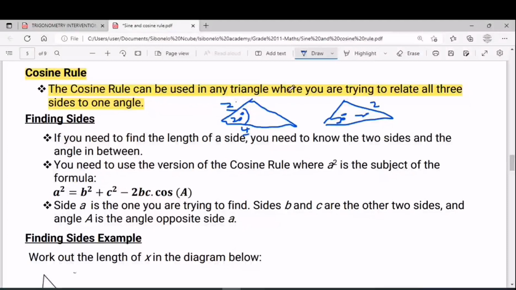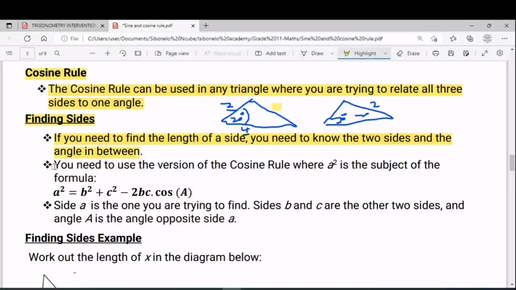All right. So finding sides, how do we find sides? If it's 2 sides, we want the side here. So finding sides using the cosine rule: if you need to find the length of a side, you need to know the 2 sides and the angle in between. Look here, you need 2 sides and the angle in between those 2 sides.